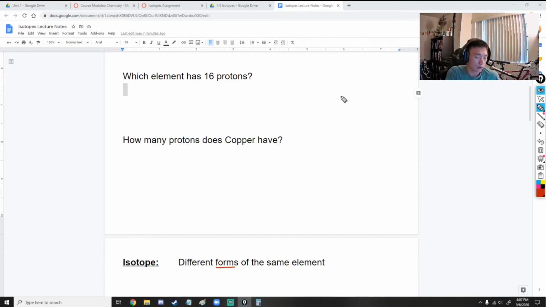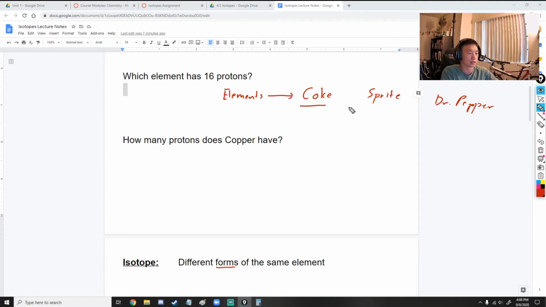I really like soda, and you know how there's different types of soda, right? There's Coke, there's Sprite, there's Dr. Pepper, and the list goes on and on. Let's just stick with these for now. You can think of elements as these different soda brands. One element could be Coke, which is still soda, but it's different from Sprite, which is also different from Dr. Pepper. So these different types of soda, you can think of them as elements.